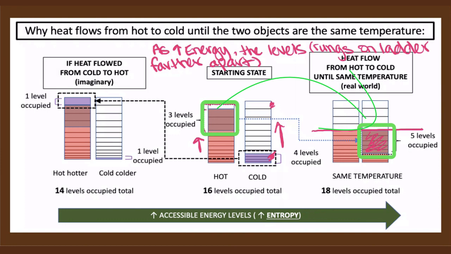If we look at it here, there were 3 levels occupied at the beginning, and there are 5 levels occupied now, and that's because the rungs are closer together when there's a colder temperature. So we went from 3 levels occupied to 5 levels occupied. Or if you look at the bottom total levels, if you counted out the levels that the cold and the hot had, there were 16 levels occupied, and they changed to 18 levels occupied when hot flows to cold. The 3 levels went to the 5 levels.